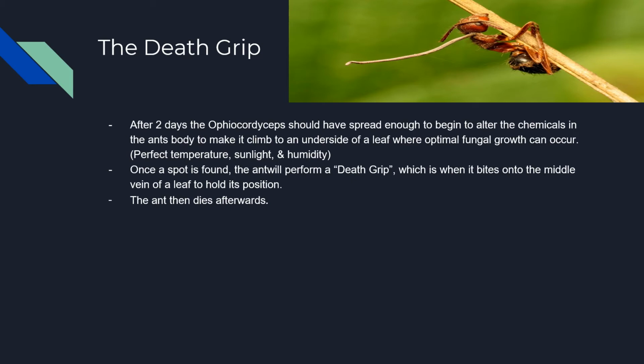And as you can see in the top right corner, here's an ant performing the death grip, which looks like he did it on a twig instead. And here is the fungi growing out of the back of its neck.